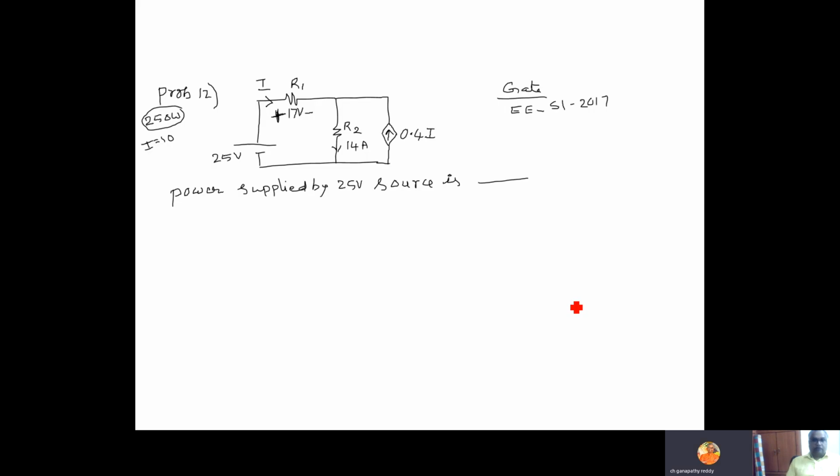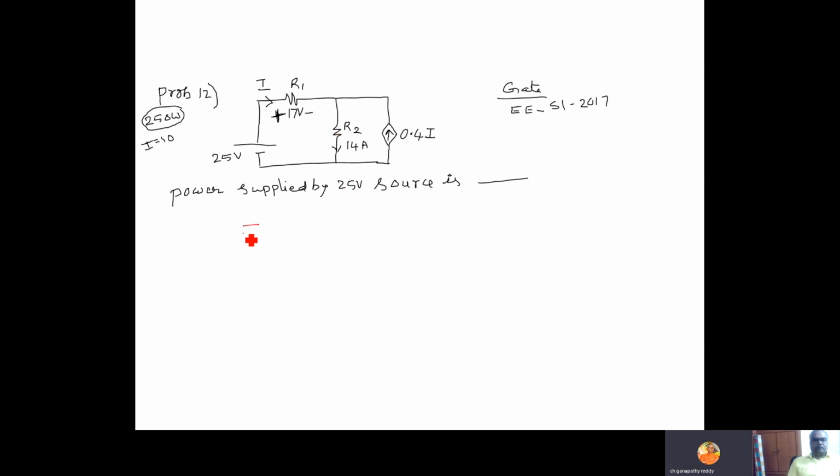The last question is also asked in GATE. Find the power supplied by the 25 volts source. This other source is 0.4 I, depending on this I, which is already mentioned. Here 14 amps is given.